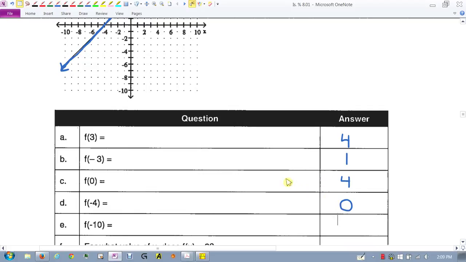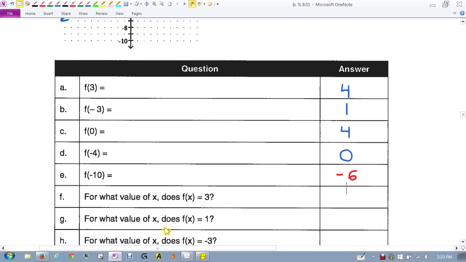F of negative 10. Go out negative 10, go down, try and find it, count, it looks like, is it negative 6? Yeah, I think we can all agree it's right there. Right there, negative 6.